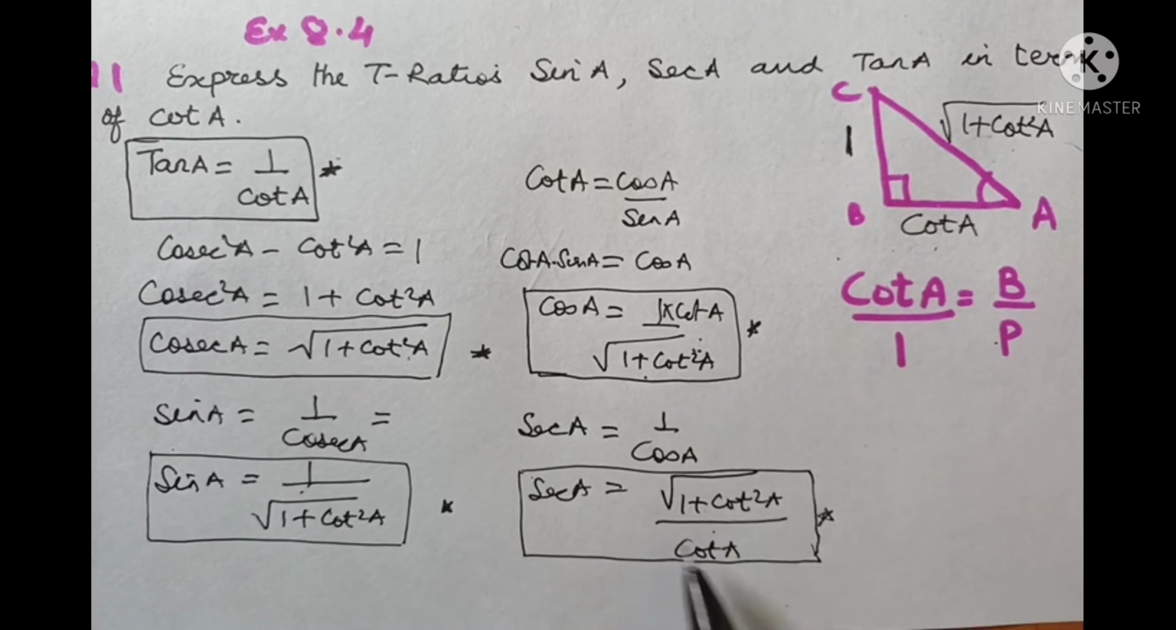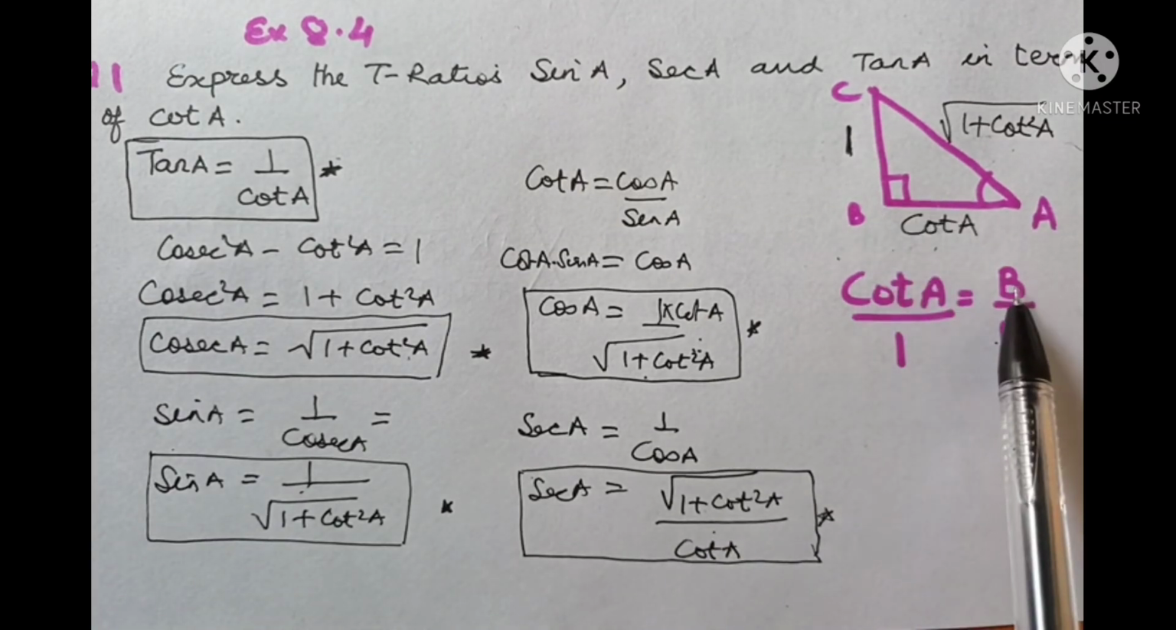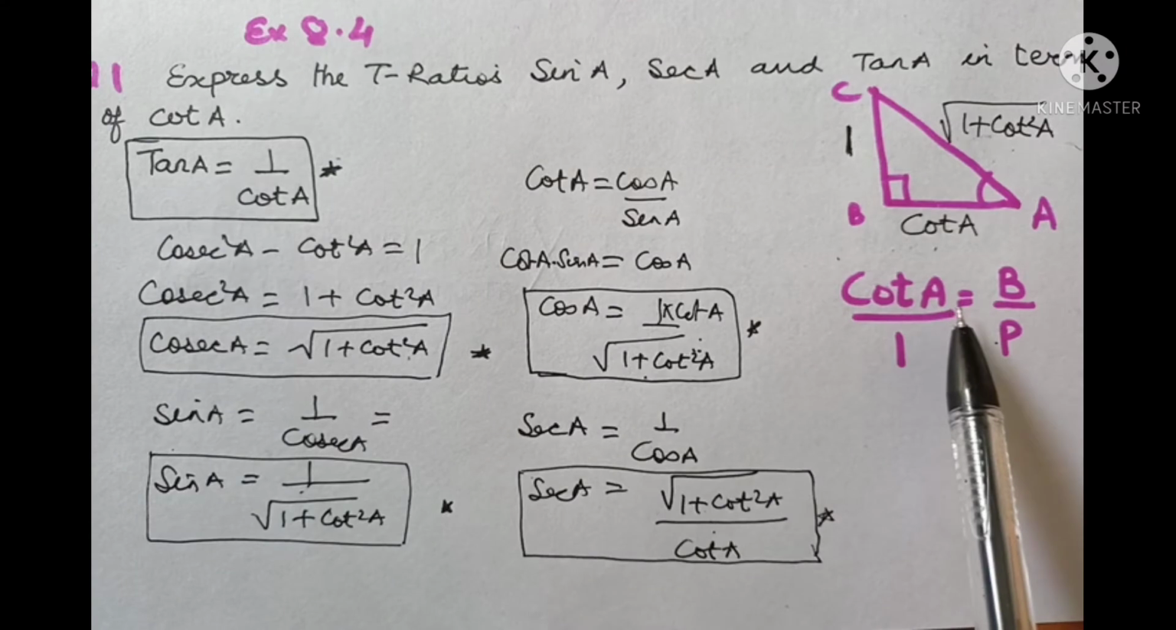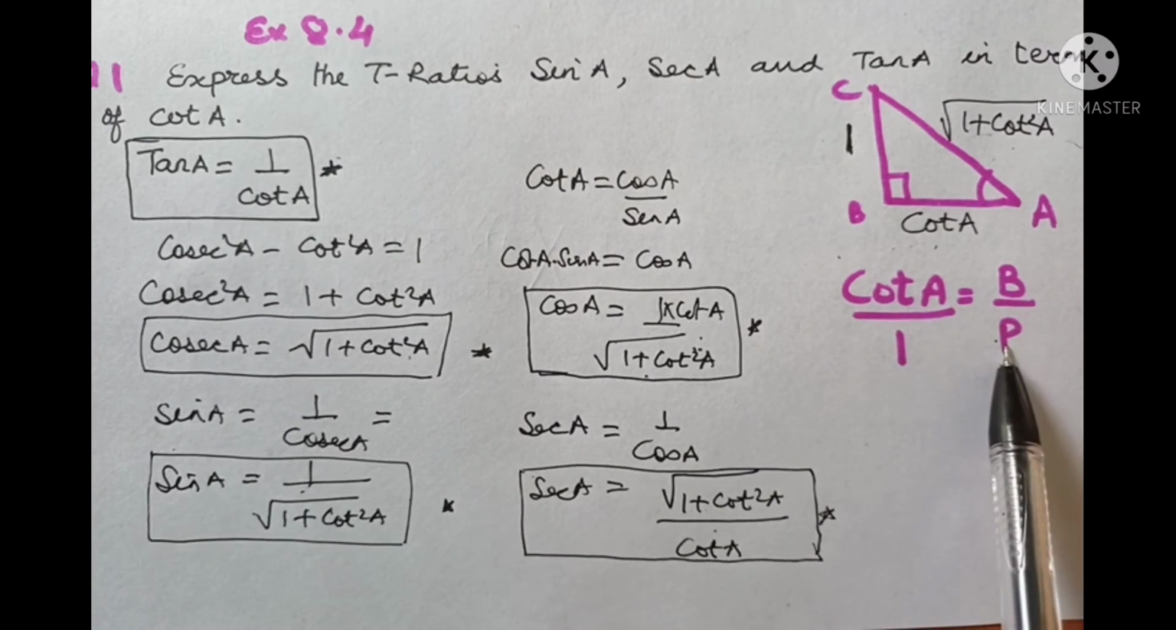And we have got the same ratios. So just by completing the triangle, I am repeating here for cot A, write down the formula for cot A, which is base upon perpendicular.